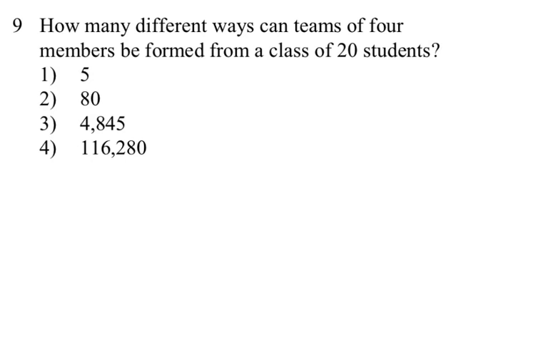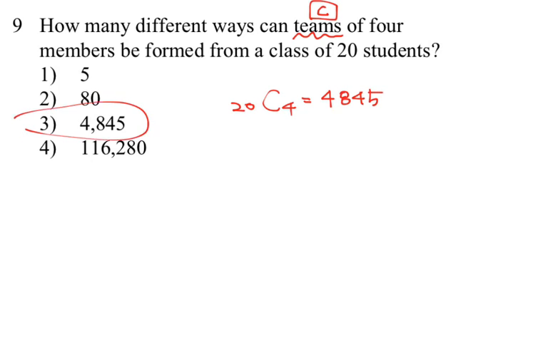Number 9. How many different ways can teams of 4 members be formed? So, since we're talking about teams, we are referring to the combination, not the permutation here. So then, we end up getting 20C4, which is equal to 4845. Choice 3 becomes the answer.